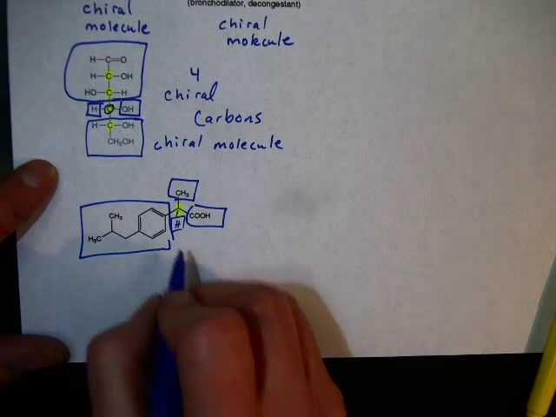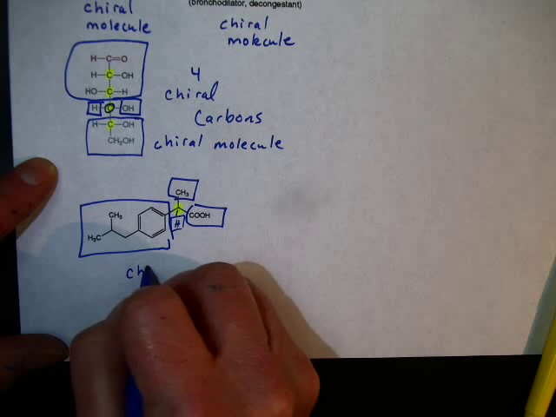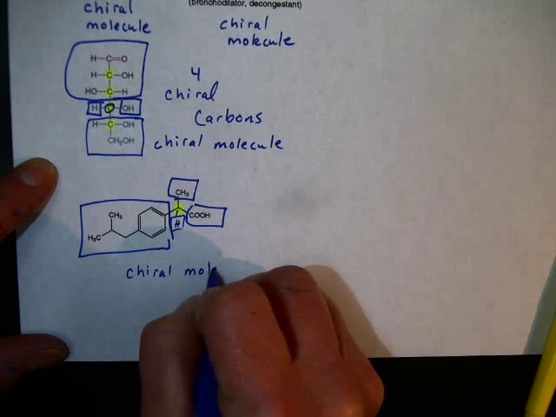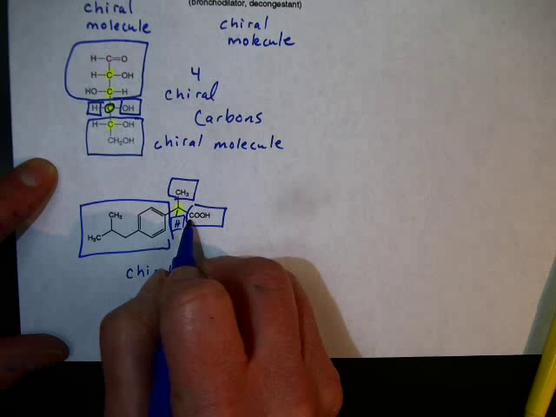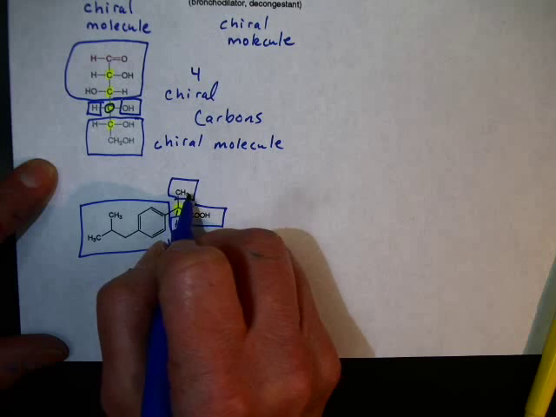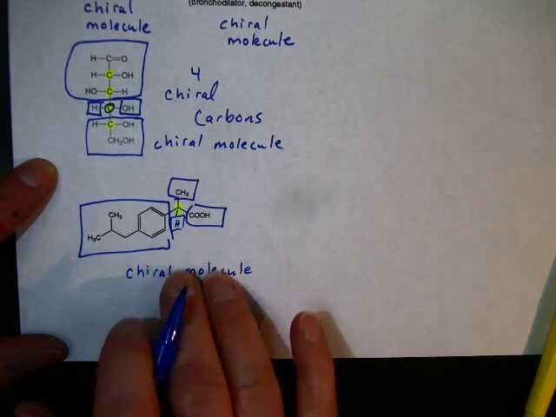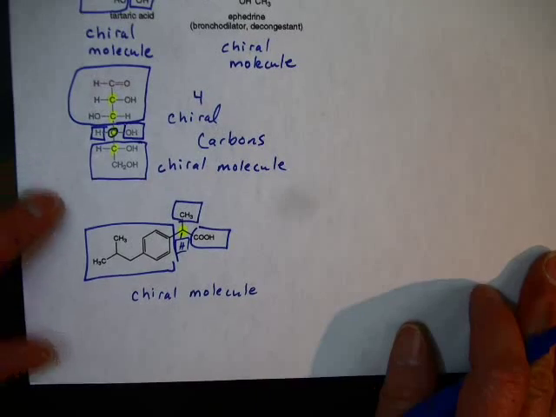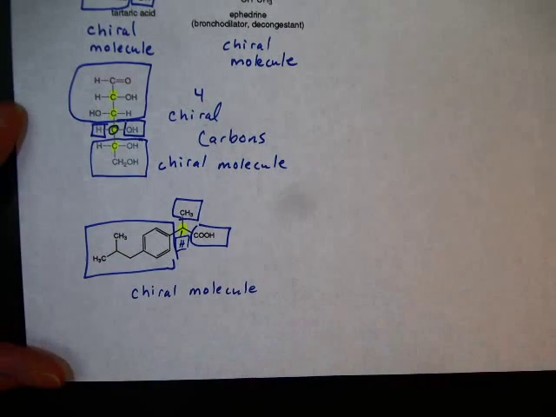All 4 bonds are different, so that yellow carbon is chiral. And that's actually the only chiral carbon. This one is not chiral because of the double bond to O. This one is not chiral because of the 3 H's. But notice it's very, as we said, very common for biological molecules to be chiral.